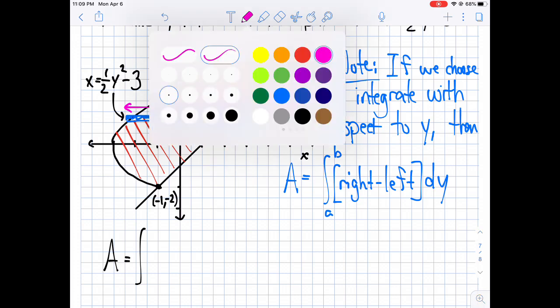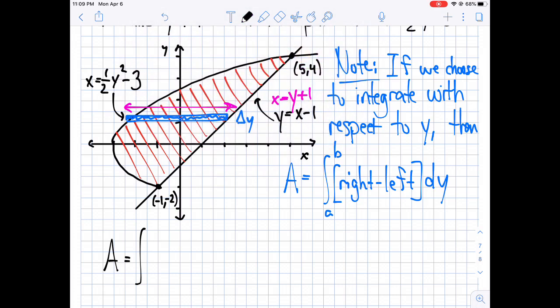And that is what we're going to use. So the right function, x in terms of y, is going to be y plus 1. Then I'm going to subtract the left function, this parabola, and you'll notice we already have it as x in terms of y. So it's going to be minus 1/2 y squared minus 3. We integrate with respect to y.